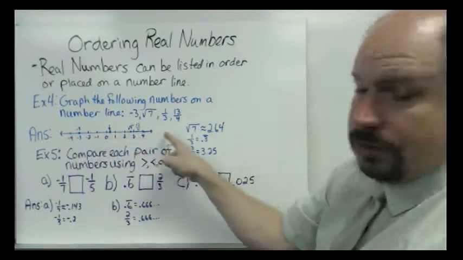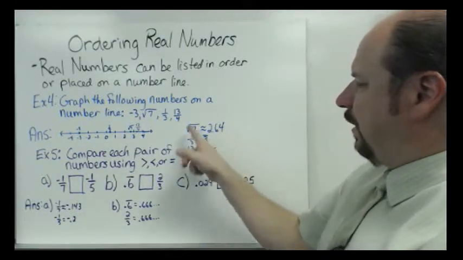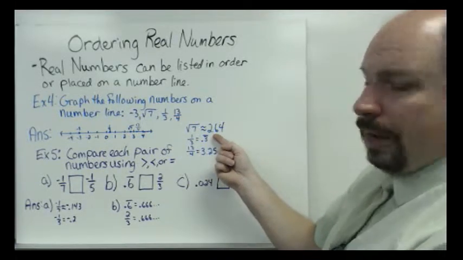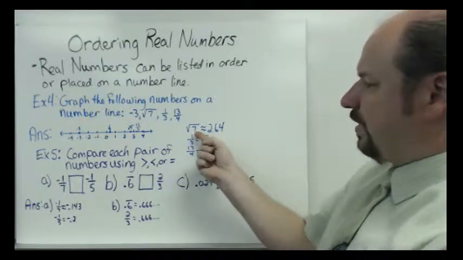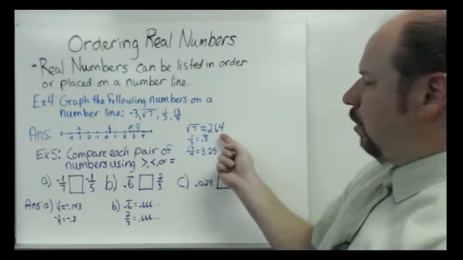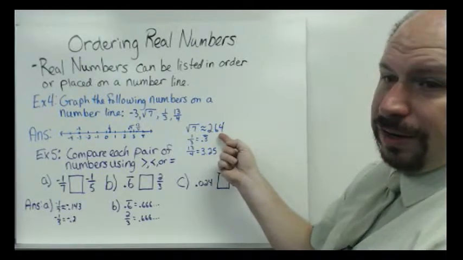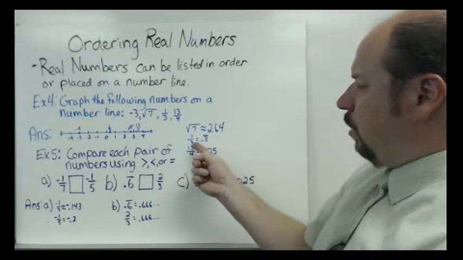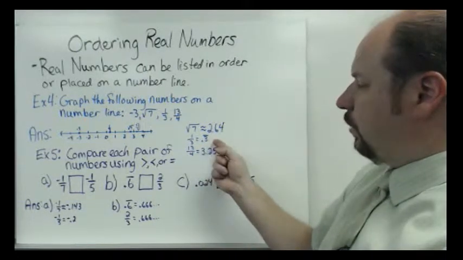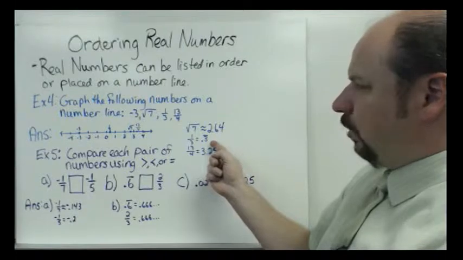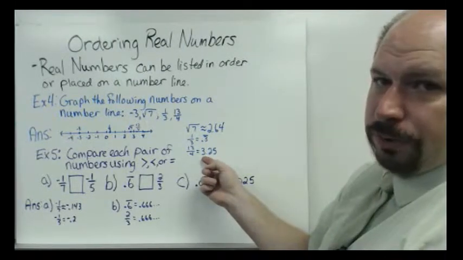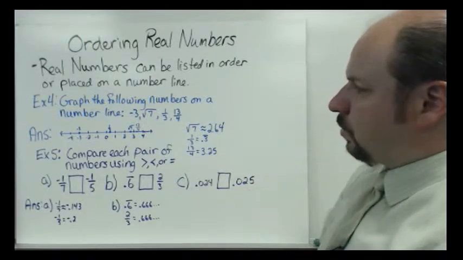So the first thing I did is just made a number line, and I did some calculations over here on the side. So the square root of 7 is about 2.64. Now this is an irrational number, so I can't write exactly what it's equal to other than as an approximate decimal. 1/3 is equal to 0.333 repeating, so it's a little bigger than 0.3. And 13/4 is about 3.25. So I took each of those.